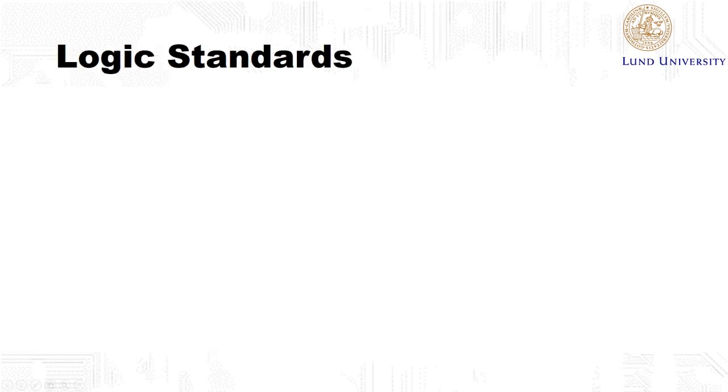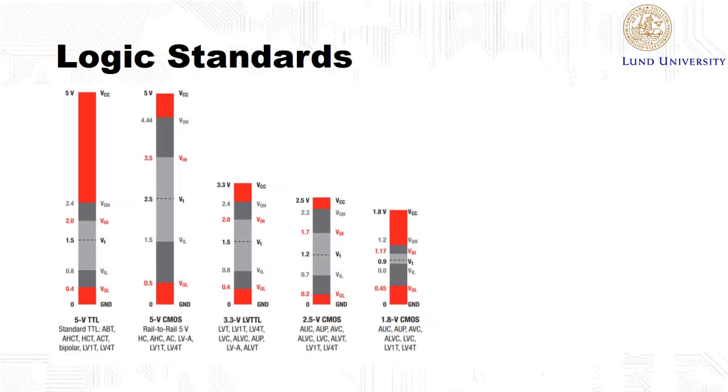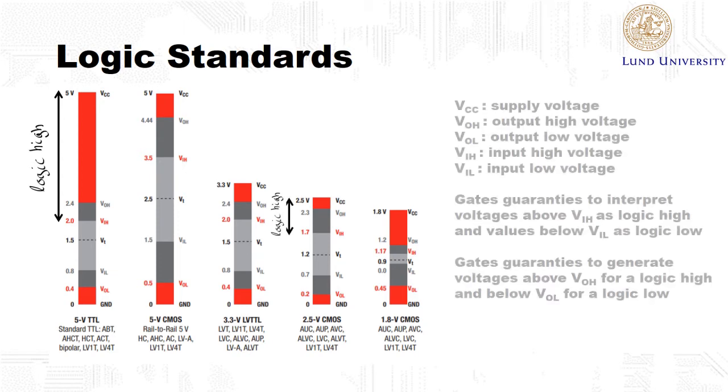Another practical thing to consider when using discrete components is that there exist many standards of what voltage level corresponds to a logic high and a logic low. For example, if you were to buy a NAND gate from Texas Instruments, you would be able to get it in 5 different voltage flavors, where one defines a logic high as a value between 2 and 5 volt, and another defines it as 1.7 to 2.7 volt.